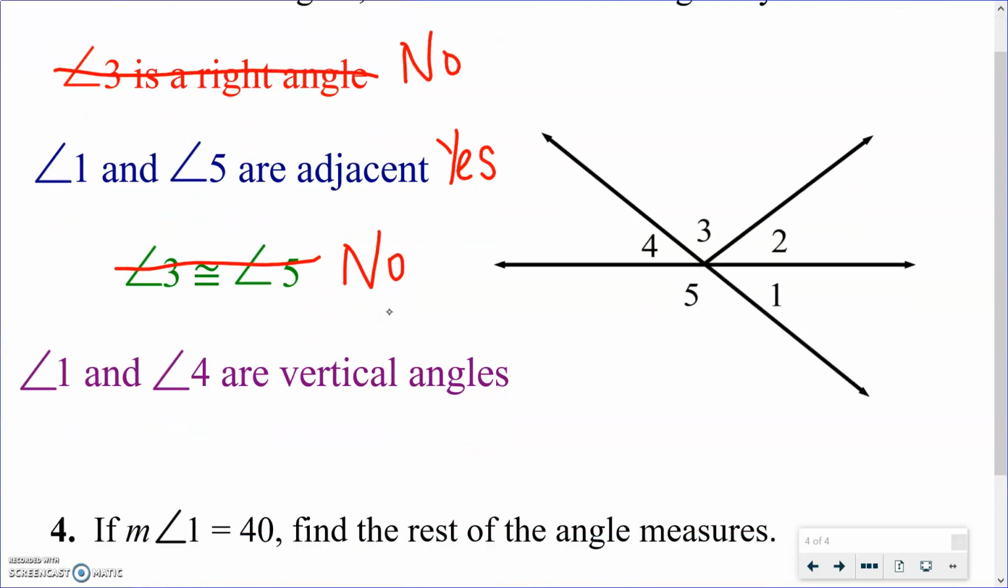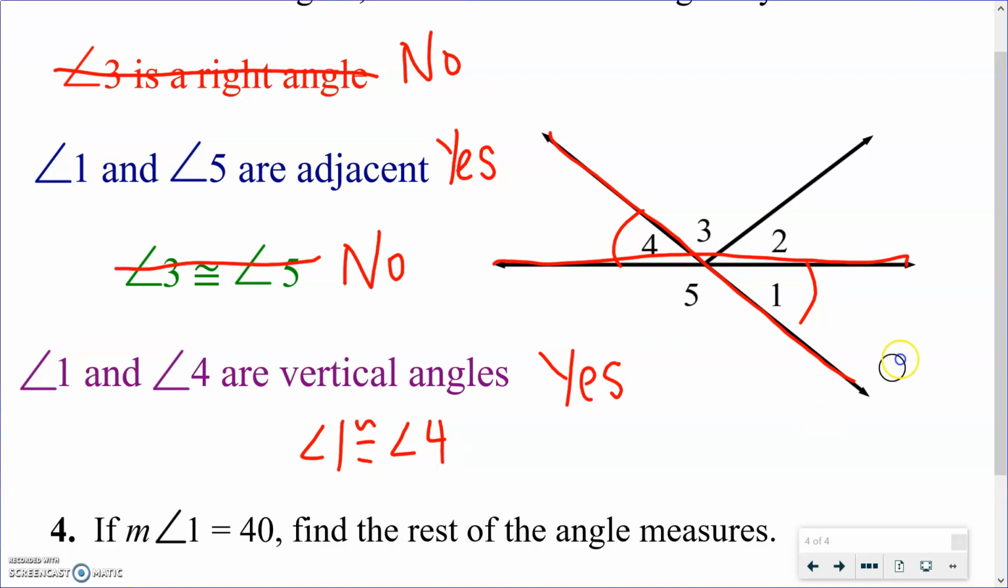Okay? Angle 1 and angle 4 are vertical angles. Okay, let's look at this and see. So this line, and they share that vertex, and they're across from each other. So yes, I can conclude that. And then even knowing that they're vertical angles, I can say that angle 1 is congruent to angle 4 because they're vertical angles. So that's even some more information.